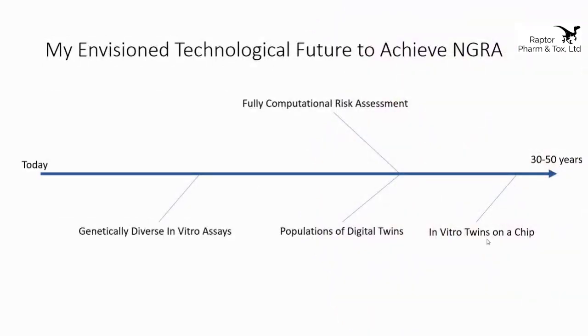So for me, this is my 30 to 50 year forecast. These are the steps that I see that we need to take to get to eventually having a fully computational risk assessment and more human relevant risk assessments. Ultimately, what I would love to see is more genetic diversity in our in vitro assays. It's going to be really hard. But once we start going down that road of having more genetically diverse in vitro assays, we will be able to say, yeah, our in vitro assays are actually covering the population.